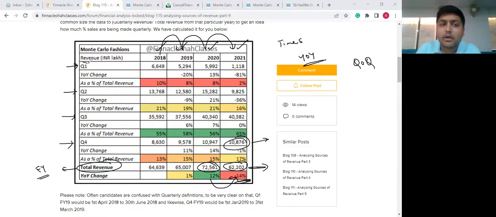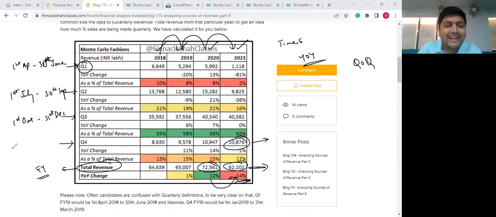As you can see, this is Q1. Now remember, quarter one would be what? 1st April to 31st March. Oh, sorry, this is quarter one, right? So 30th June. So that's quarter one. And then this would be 1st July to 30th September. This would be 1st October to 31st December, pardon my handwriting, and 1st Jan to 31st March.